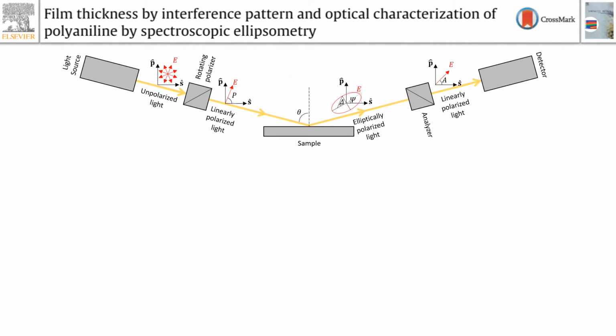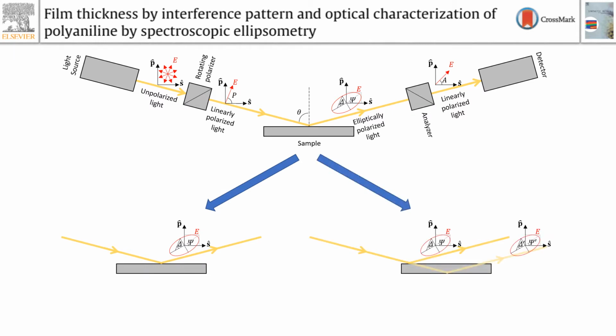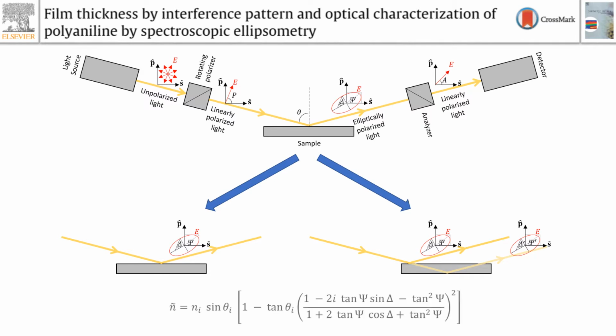In the simplest case, the sample can be opaque, or, if transparent, it can be thick enough so that only the reflected light at the top surface is analyzed. In this simplest case, the refractive index and the extinction coefficient can be directly calculated by using this formula. This calculation is called the direct inversion of parameters.